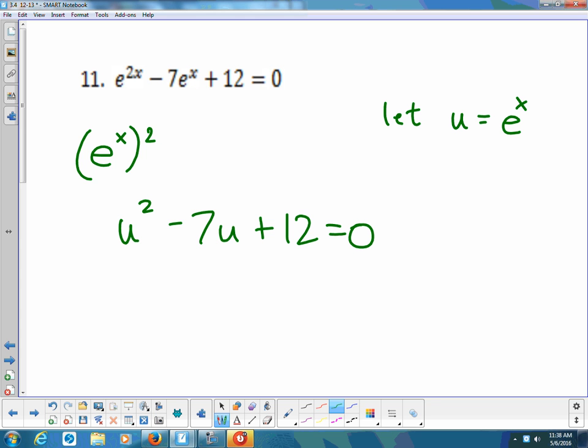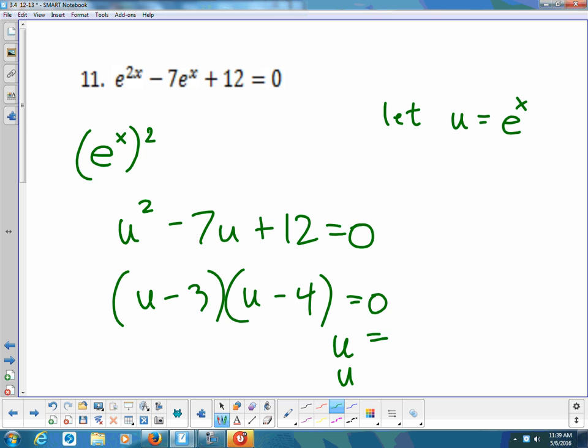All right, and then we're going to need to solve this. It's a quadratic equation. We can factor this. What's it factor into? U minus 3, u minus 4. All right, and I solve and I get u equals what, or u equals what? U equals 3, u equals 4.